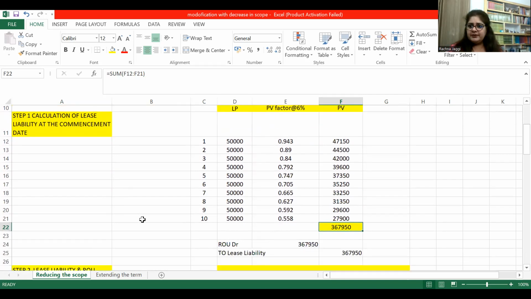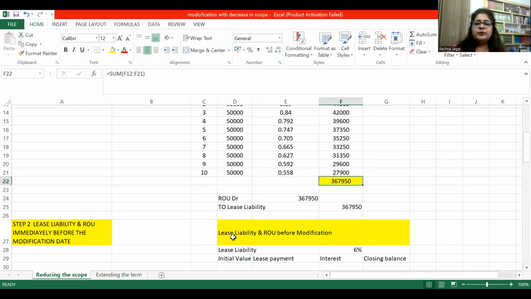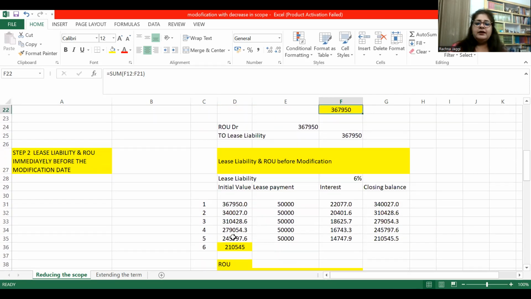So of course, we will follow the amortization method to calculate our lease liability. This way, this is my lease liability, 3,67,950. This is the lease payment I'm making every year, and interest of 6% on the lease liability. This is the interest that I'll pay, right? So I'll calculate the interest on my opening lease liability.